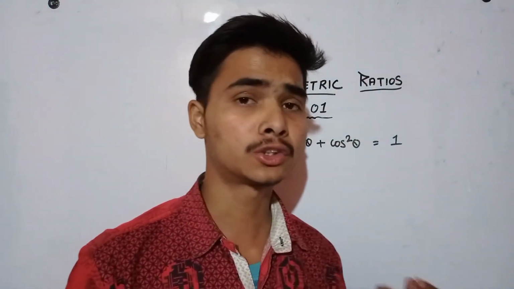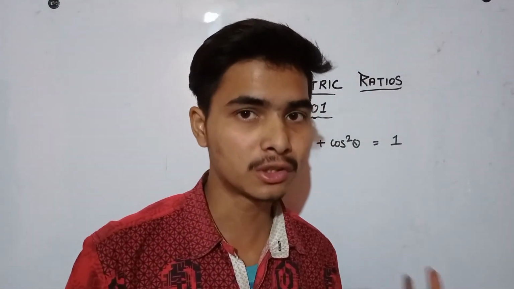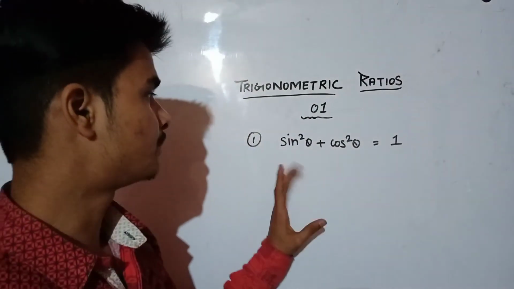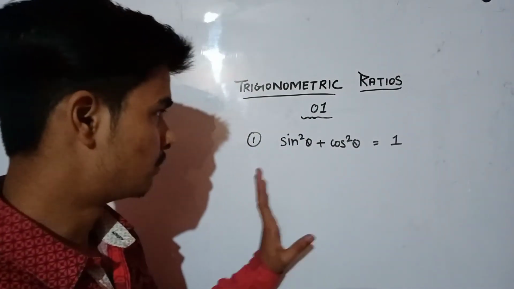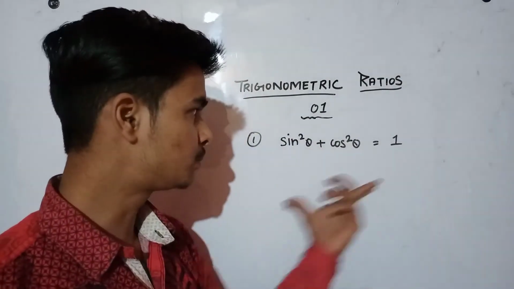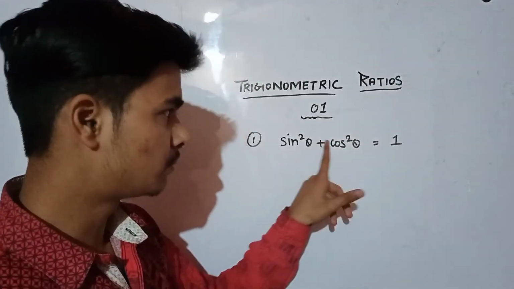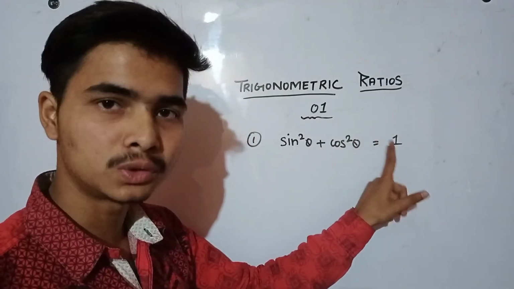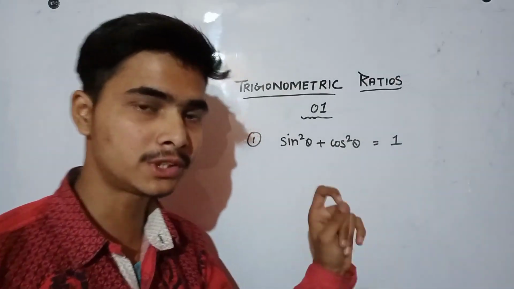The formulas are also known as square relations. There are three formulas, and the first one I am going to prove: sine square theta plus cos square theta is equal to 1. This is the formula which you need to learn.